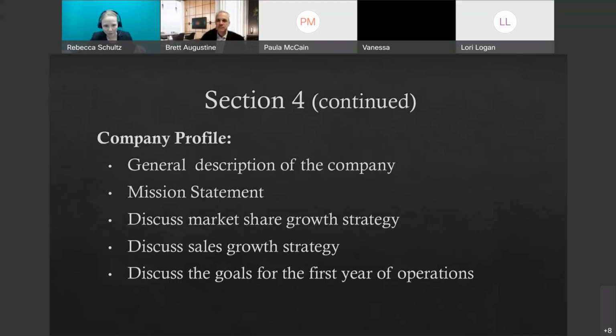There's a common thread, right? Your sales growth runs into your financial forecast. You should be able to talk about it, and that should hopefully set up for your discussion about your company.